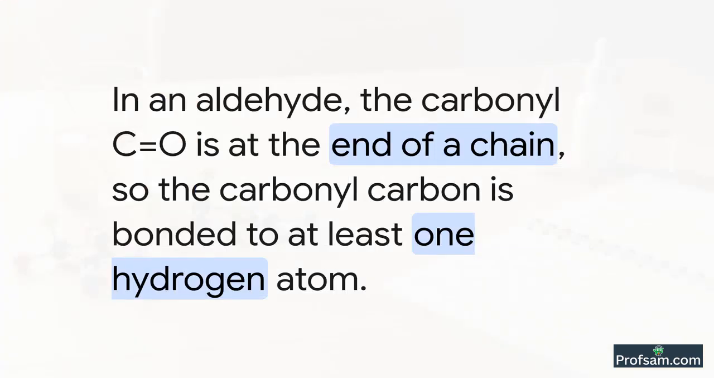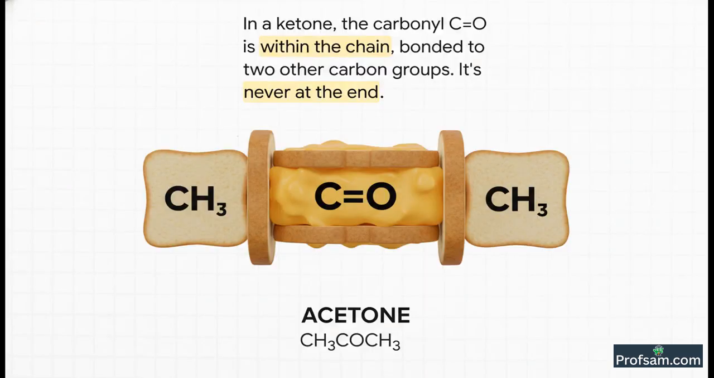So in an aldehyde, the carbonyl carbon is always at the end of a chain. This is the main point to remember. It's at a terminal position. This means that the carbonyl carbon must be bonded to at least one hydrogen atom. Now, what about a ketone? In a ketone, the situation is different. The carbonyl carbon is within the chain. It is never at the end. It's bonded to two other carbon groups. You can think of it as being sandwiched in the middle. Acetone, our nail polish remover example, is a perfect ketone. The C=O group is right in the middle between two carbon groups.